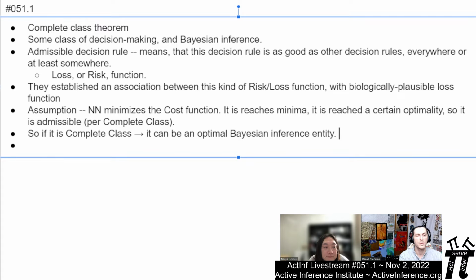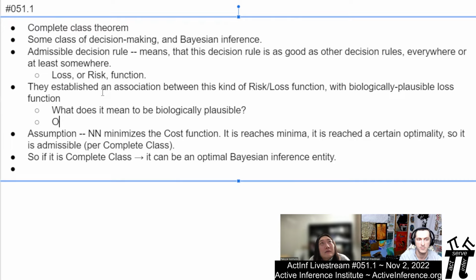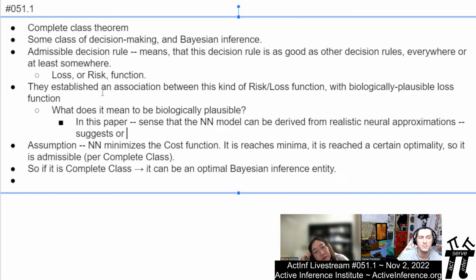Right. Thank you. What does it mean when you said it was a biologically plausible loss function? The term is a little bit arbitrary because in this paper, by biological plausibility we mean that this neural network model can be derived from a realistic neural model through some approximation. So here biological plausibility means plausibility as a neural model or synaptic plasticity model. And if this cost function, loss function, can derive such a plausible algorithm, then we can say that this cost function is biologically plausible.